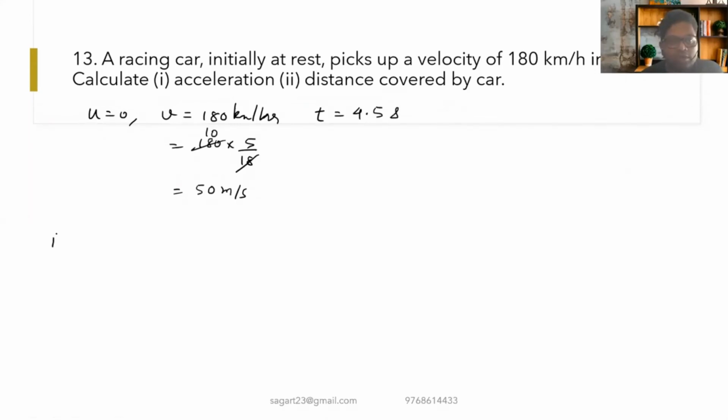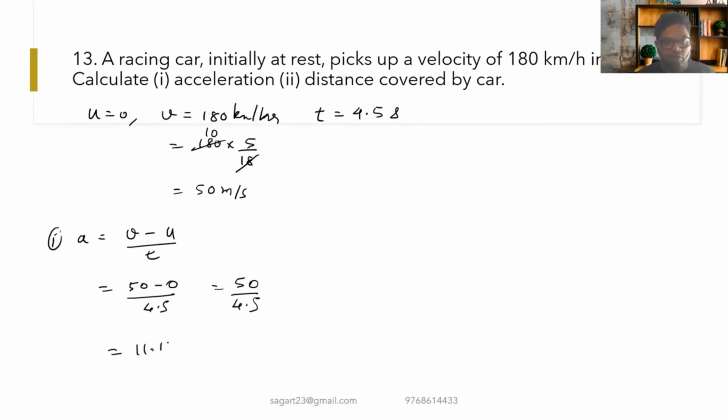So they want acceleration, that is (v minus u) upon t, and that will be (50 minus 0) upon 4.5. So that will be 50 upon 4.5. It will be 11.11 meter per second square.